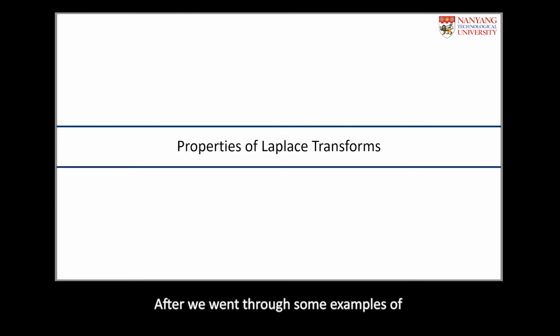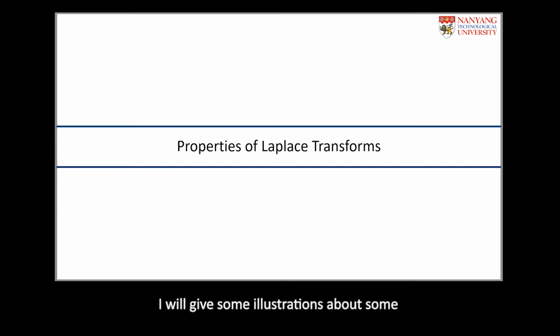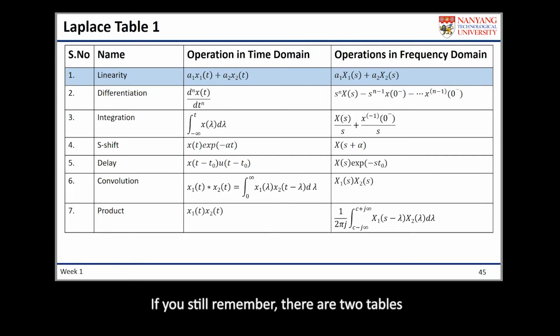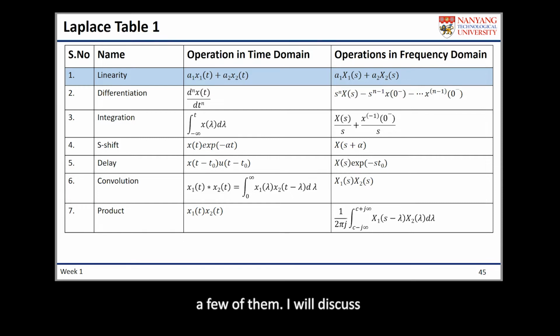After we went through some examples of transforming a function from time domain to Laplace domain, I will give some illustration about some properties in Laplace transformation. If you still remember, there are two tables for Laplace transformation. The first one is a table that lists all of the properties of a Laplace transformation. There are a few properties here, but I will only discuss a few of them. I will discuss 5 of them in particular here.